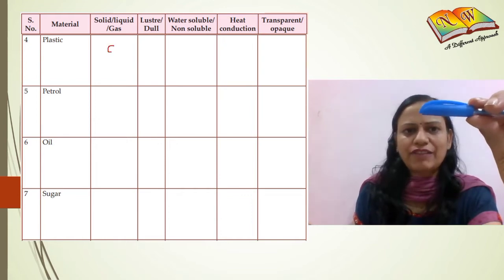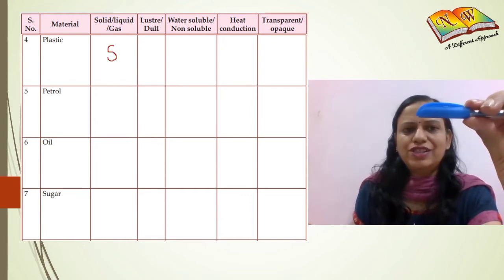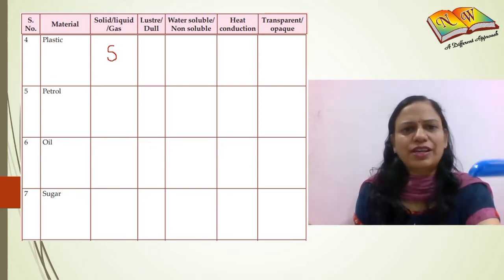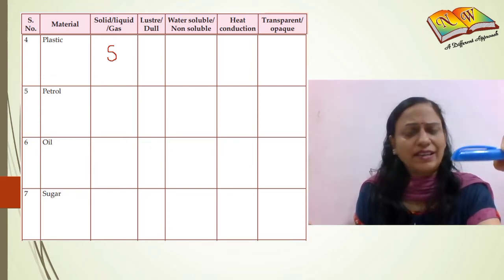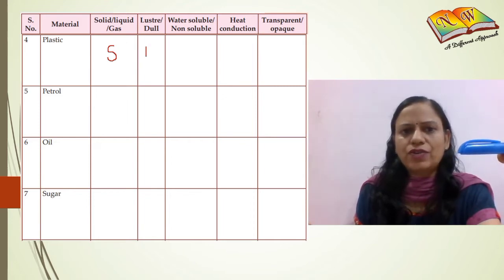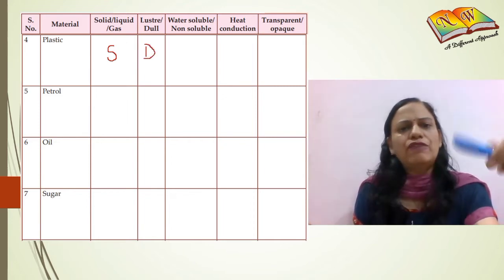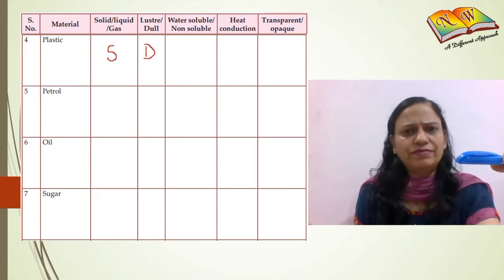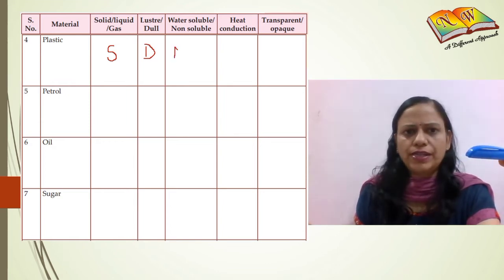Now I'll just be writing the first letter, solid. Lustrous or dull? Does it have a shine? Plastic objects, in fact, they don't have a shine, so we can call it dull. If you put it in water, will it dissolve? No, it won't. So it is non-soluble.